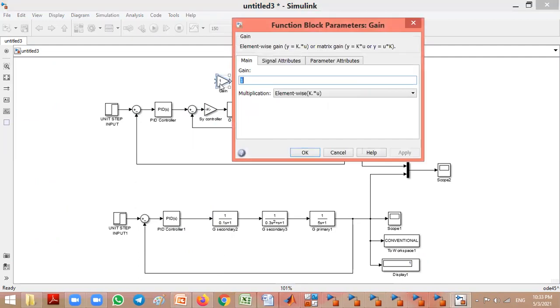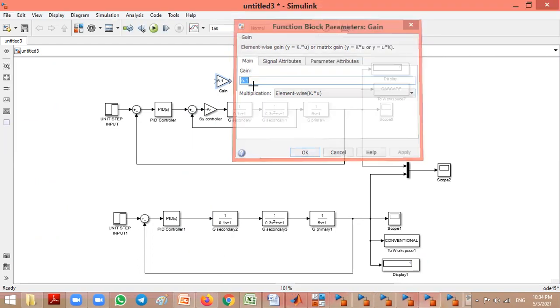So here you see it is 1. So here I type 6.83. It will come, or 6.1, like this, for example.